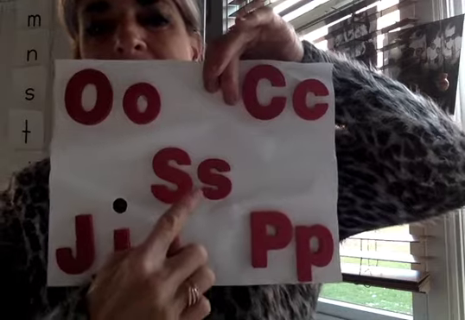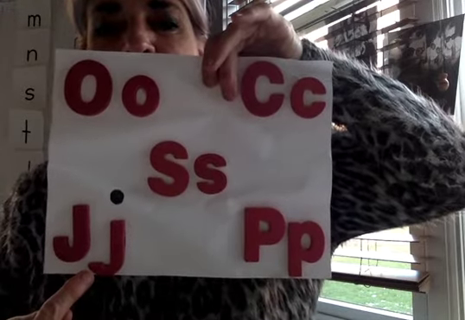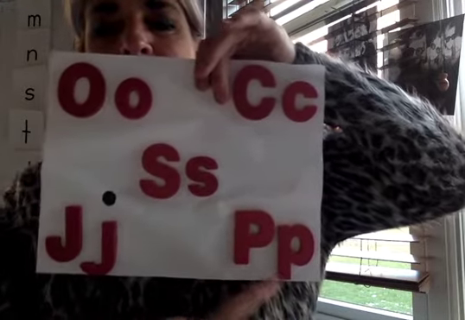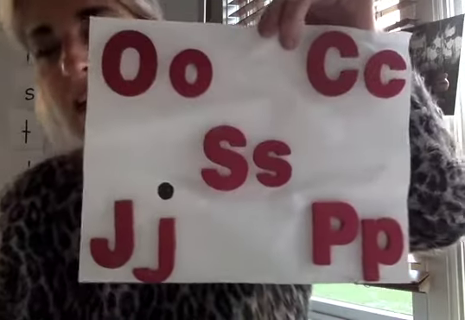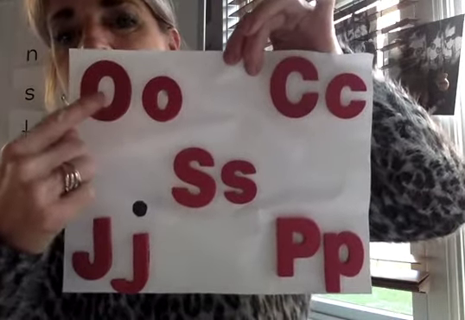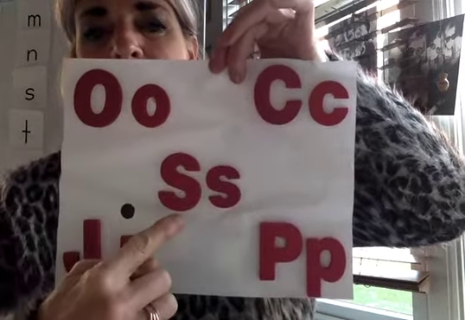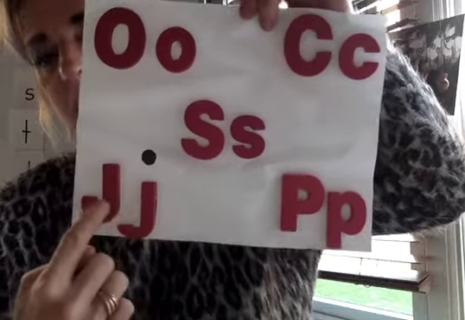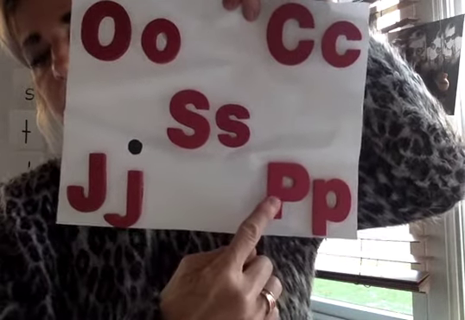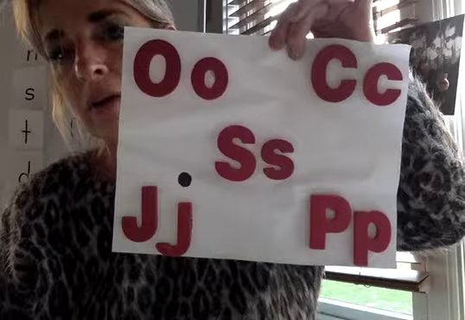Let's try all our letters now. I'm going to mix them up. O. What's this? C. S. J. P. Now we're going to only point to the capital, uppercase. Capital O. Uppercase C. Capital S. Uppercase J. Capital P. Where's the lowercase? They're lower to the ground. Lowercase o.